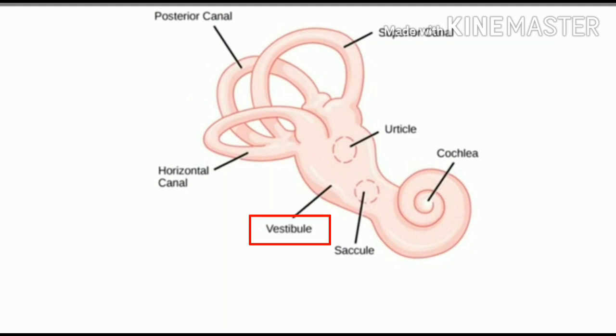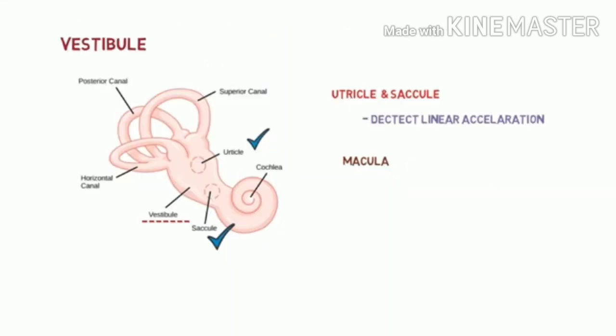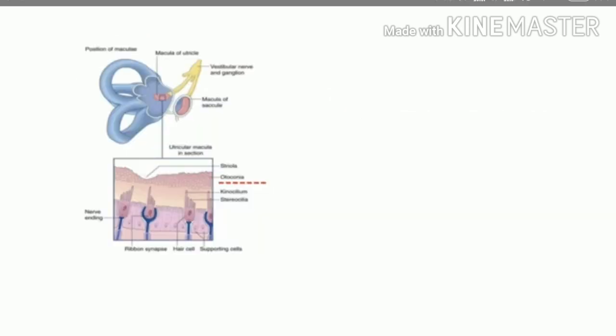Now move to the vestibule. It is part of the outer bony labyrinth, but inside the vestibule we have the utricle and saccule. Utricle and saccule detect linear acceleration. In the utricle and saccule we have sensory epithelium named the macula. The macula consists of hair cells, and these hair cells contain otoconia.